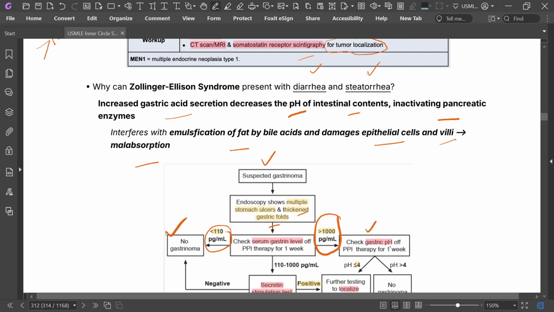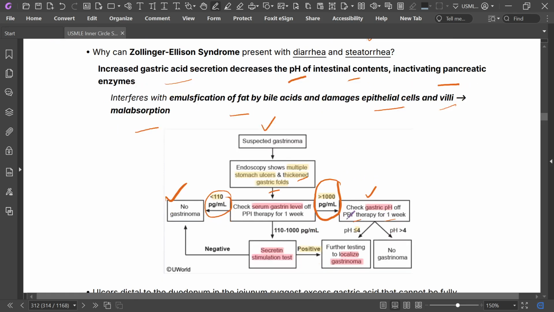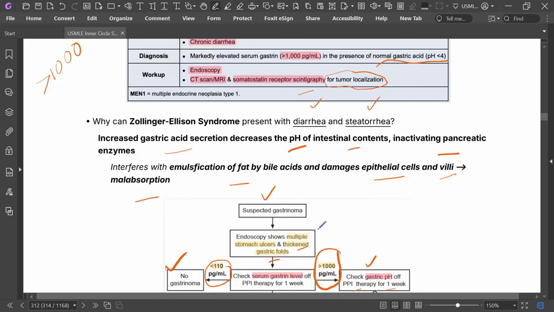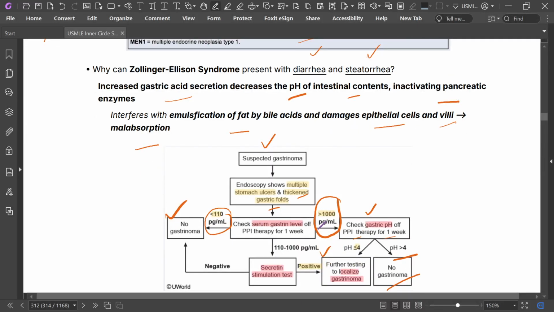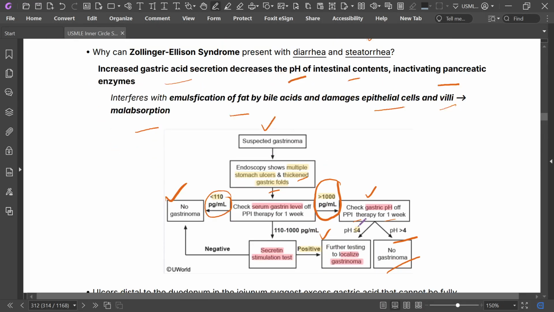check gastric pH off PPI for a week. If pH is more than 4, no gastrinoma. If pH is less than 4, further testing to localize the gastrinoma. We need to do a CT scan or MRI or somatostatin receptor scintigraphy.